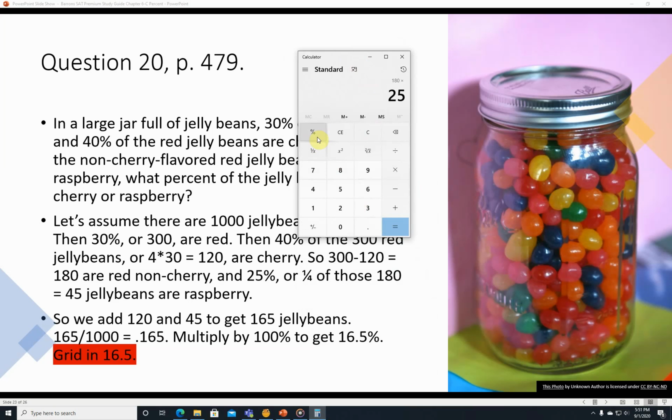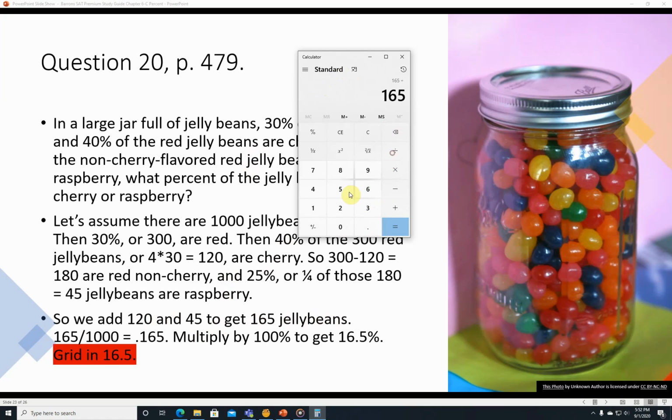You could just multiply it by a quarter if you wanted, since 25% is a quarter, and we get 45. So 1/4 of the 180 non-cherry red jelly beans are raspberry. Okay, so we have 45, and they just want to know what are cherry or raspberry, so you take 45 and you add it to the 120 cherry flavored, and that is 165. So we add 120 and 45 to get 165 jelly beans.